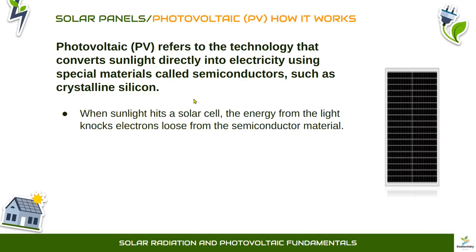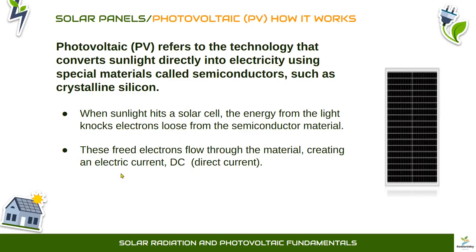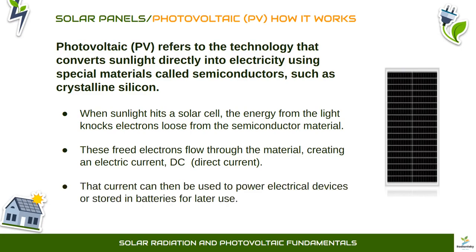Now look at how a solar panel, or photovoltaic, works. When the sunlight hits the solar panel like this, the energy from the sun, the radiant energy that the sun generates, knocks electrons loose from the semiconductor material that the solar panels are built with. Once that happens, those free electrons flow through the material, creating an electric current known as direct current. So the current produced by solar panels is direct current, DC. And once this happens, that current can be used to power electrical devices.